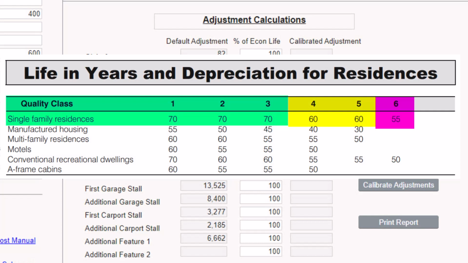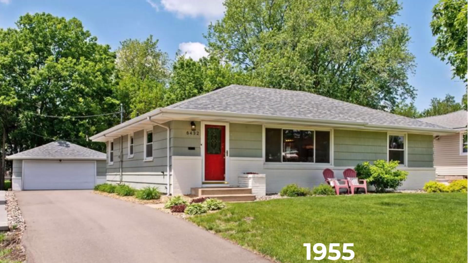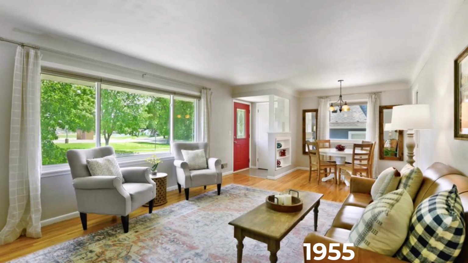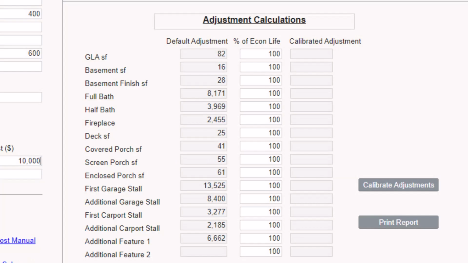Remember that we are assuming current replacement cost that is not affected by the historical performance of a given house. Economic life is different than physical life. For those reasons, I use the economic life assumptions behind the development of the cost data. Back to the percent of economic life feature.